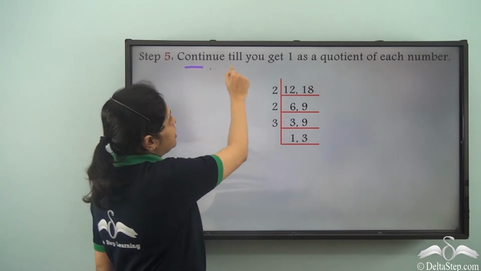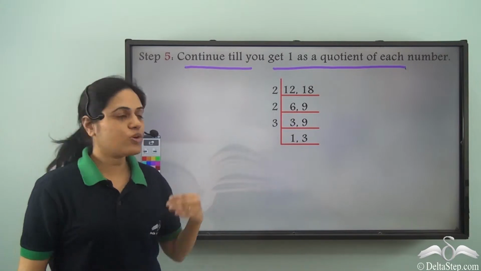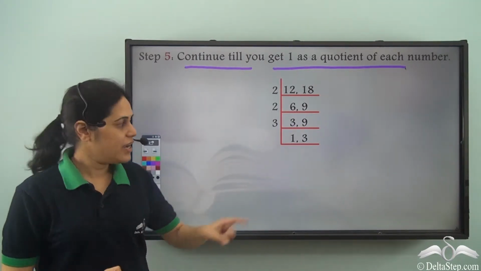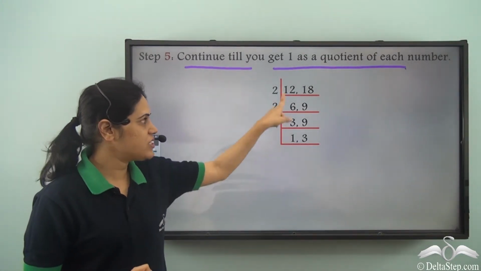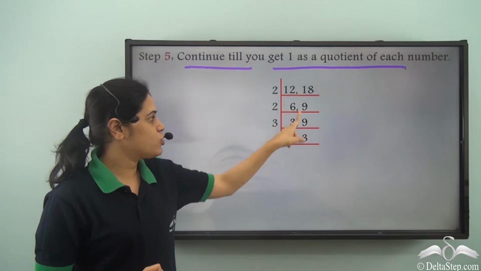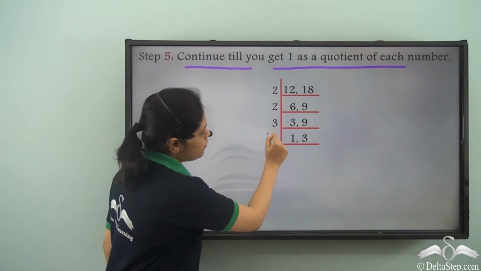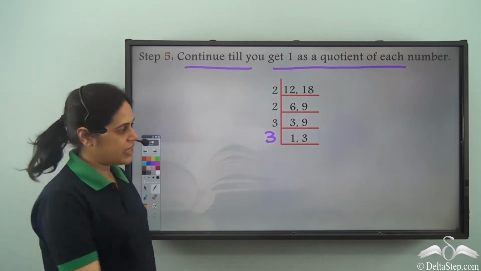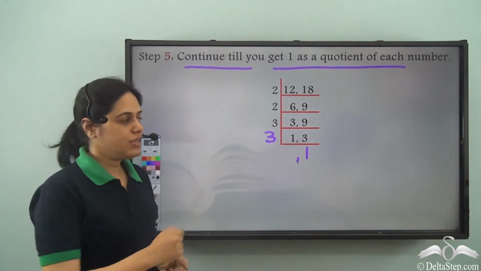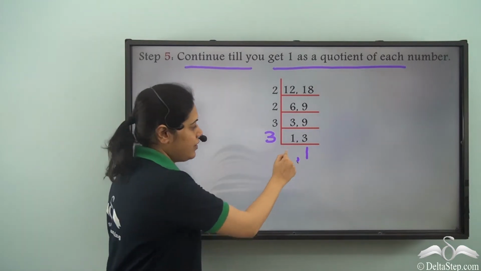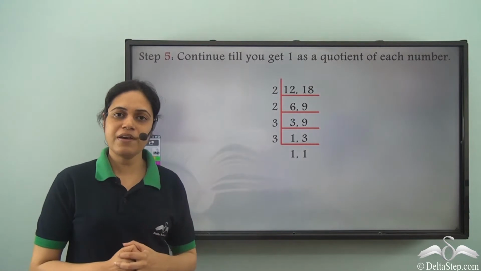And continue till you get 1 as the quotient of each number. So I need to continue dividing till I get 1 as the quotient of each of the numbers. Over here, I've got 1 as the quotient of 12. But the quotient of 18 is still 3. So I need to divide further. So will 3 divide 3? Yes. So I write 1 here. And what will come here? Since 3 does not divide 1, I'll have a 1 here. So this is what I have.